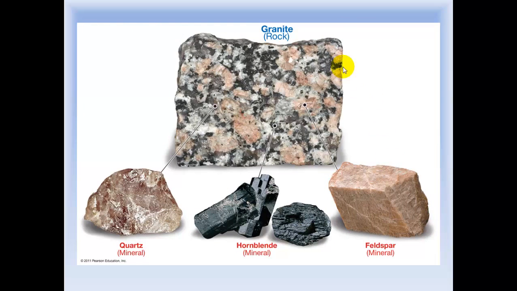So for example, this is our rock. It's the aggregate of at least 3 different minerals. The pink crystals here are our feldspar mineral. Our black crystals are our hornblende mineral. And our semi-see-through gray minerals are our quartz.